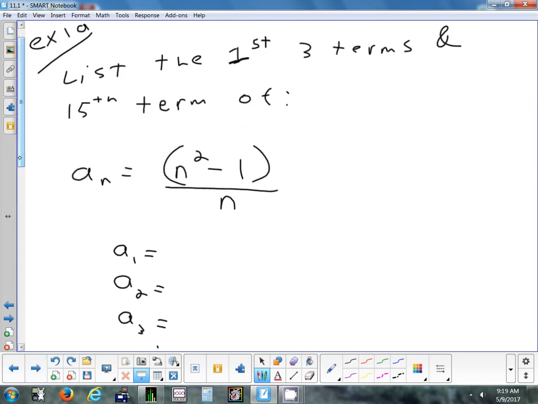All right, so in this problem, I've given you a formula. It says a sub n equals n squared minus 1 over n, where n is the term that you're looking for. So I want to know the first 3 terms, and then we'll skip to the 15th term. Okay, to find the first term, what would you plug in for n? 1. Let's do it. So we get 1 squared, which is how much? 1 minus 1. So 0 in the top, divided by 1 in the bottom. So what's the first term in the sequence?